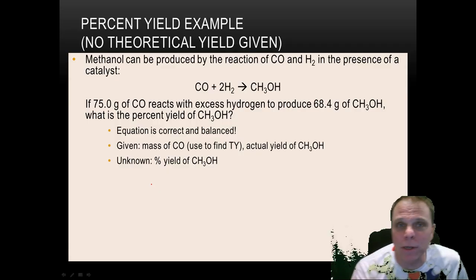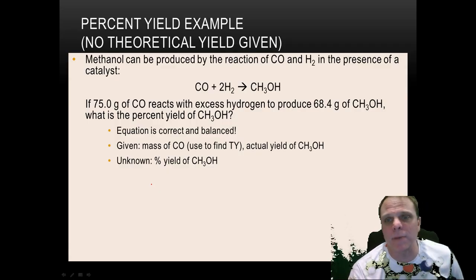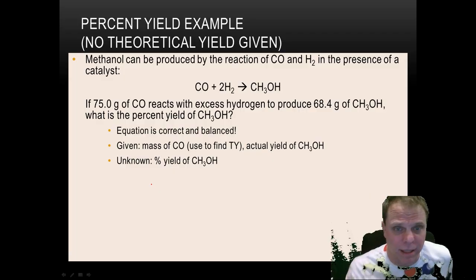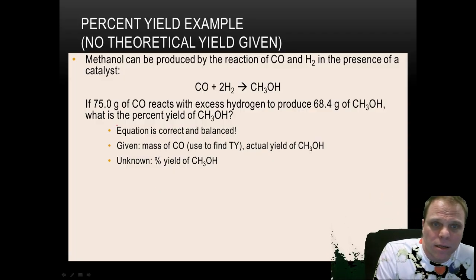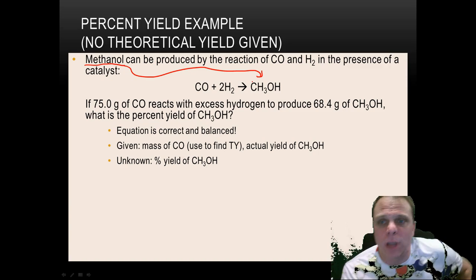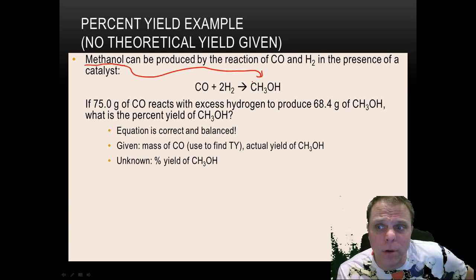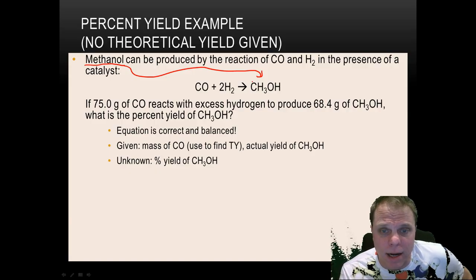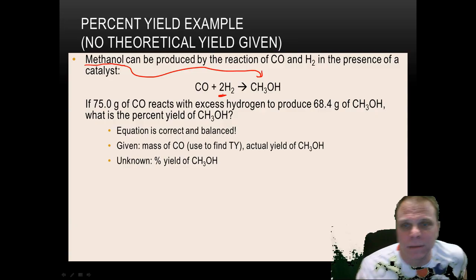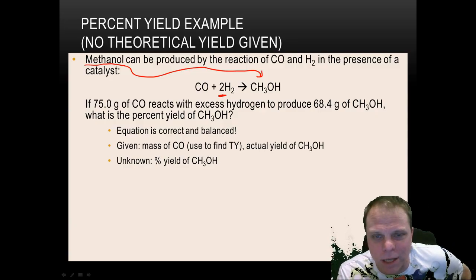If 75.0 grams of carbon monoxide react with excess hydrogen, they produce 68.4 grams of methanol. Methanol is right here. So 68.4 grams of methanol. What is the percent yield of the methanol? Is the equation balanced? How do I know? Because if I've thrown a coefficient in there for you, I balanced it for you. I'm not trying to trick you.